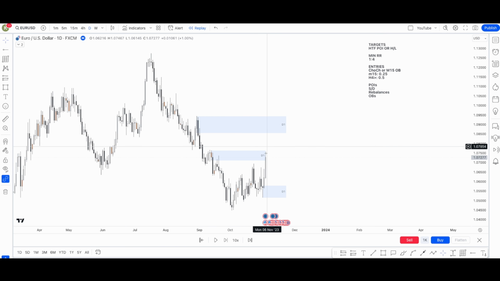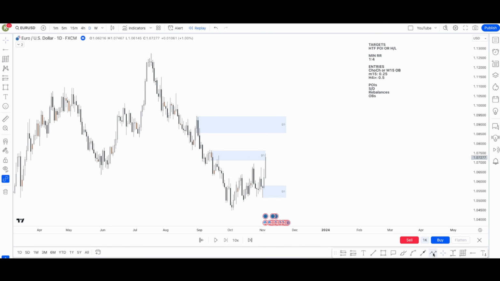So, you know, there's three. If we break out of here, preferably it needs to be with a body. Then we can look for a pullback, probably to this one, and then go up to here. Or price will just pull back from here, get involved with this straight away, and then we can target this one. As simple as that.